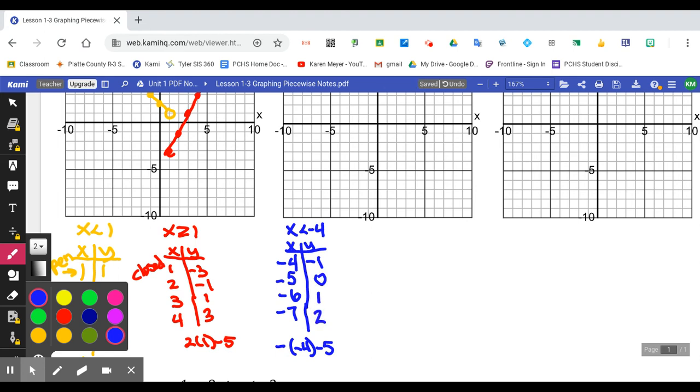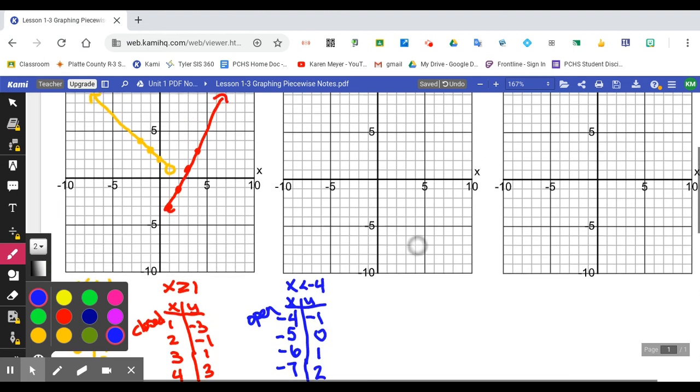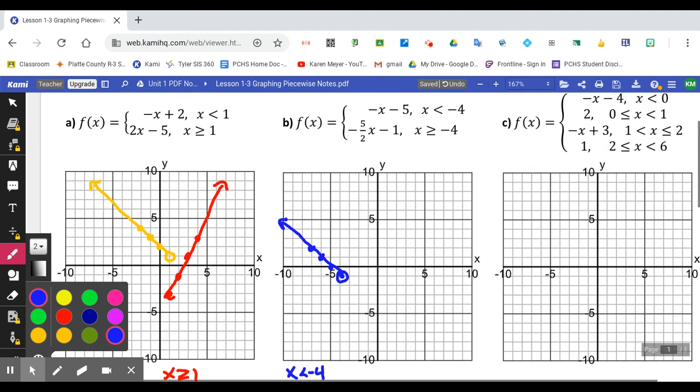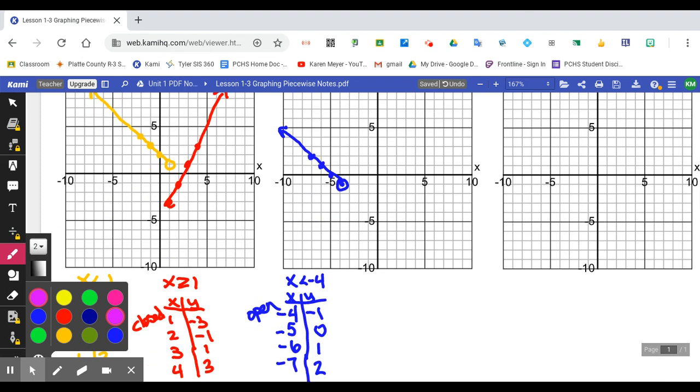So remember, when I plot this one, it's going to be an open circle to start with. So -4, -1, and we're going to have an open circle. -5, 0, -6, 1, -7, 2. And remember, we're talking about x numbers that are getting smaller, so make sure your line's going to the left. Now for the bottom parts, we have x is greater than or equal to -4.